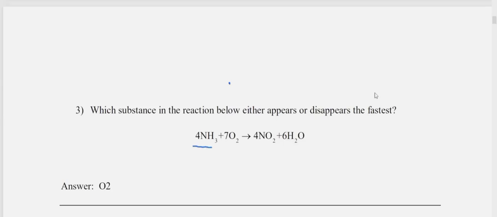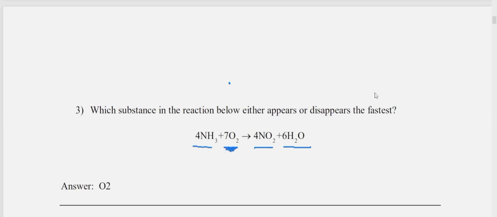4NH3 reacts with 7 molecules of O2 to give 4 NO2 and 6 H2O. So when 4 moles of ammonia get consumed, at the same time 7 moles of oxygen also get consumed. So if the rate of disappearance of ammonia is 4 moles, then the rate of disappearance of oxygen will be 7 moles, right? So 4 and 7. Which will disappear very fast? The answer is oxygen will disappear very fast.